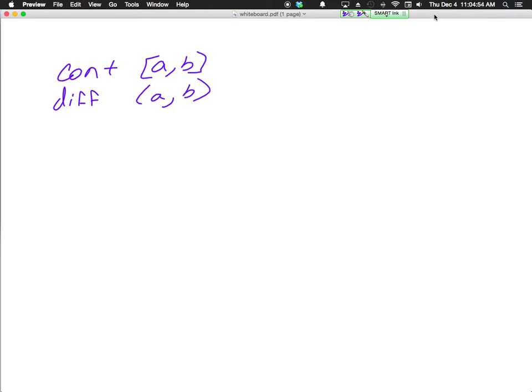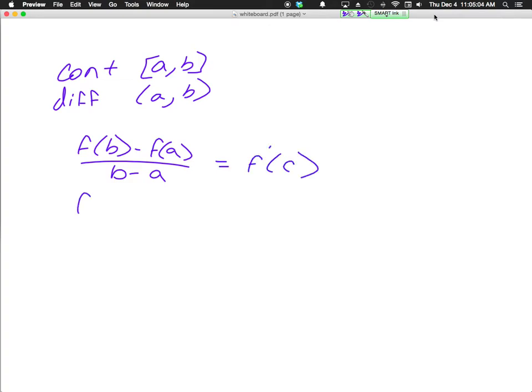Here's what the mean value theorem says. Now read that, take it in, and I want somebody to explain to me what that is telling me. Read it, digest it, and then interpret it for me.